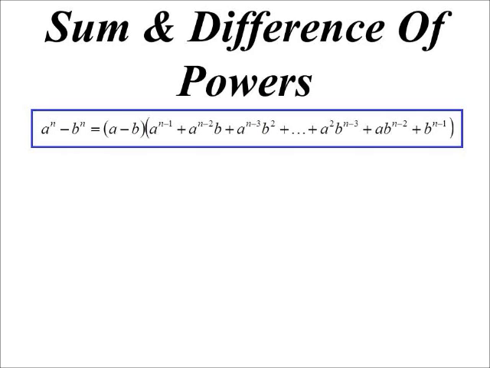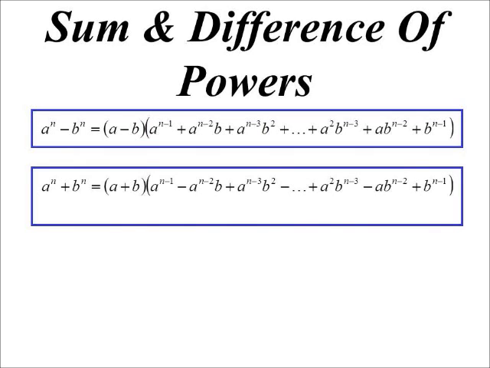And then in the second parentheses, we just go a, take one off the power, then b, add one to the power. So it starts with a to the n minus 1, then the next term, take one off the power, a to the n minus 2, add one to the power of b, b. So the two powers should always add up to be n minus 1. So that's the generalization of our difference of two cubes, difference of two squares.